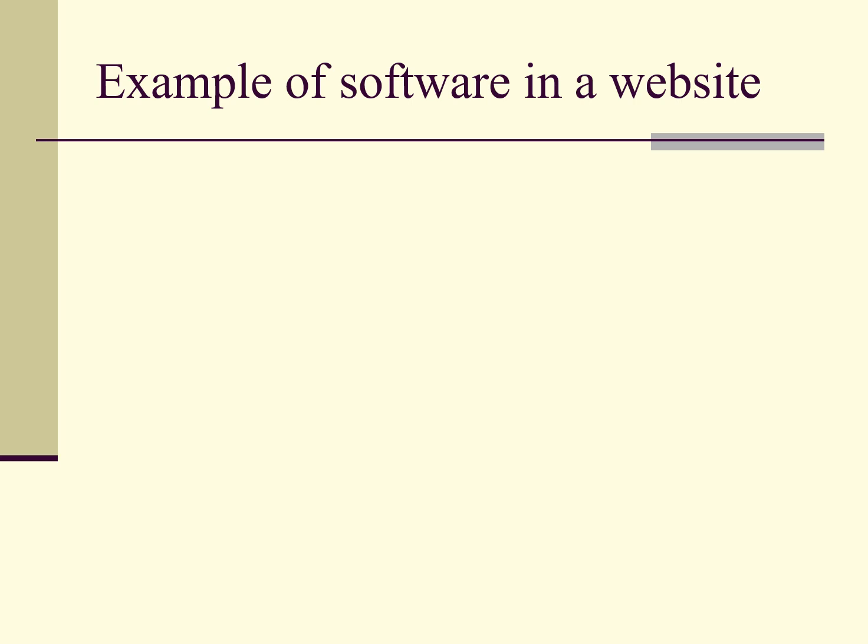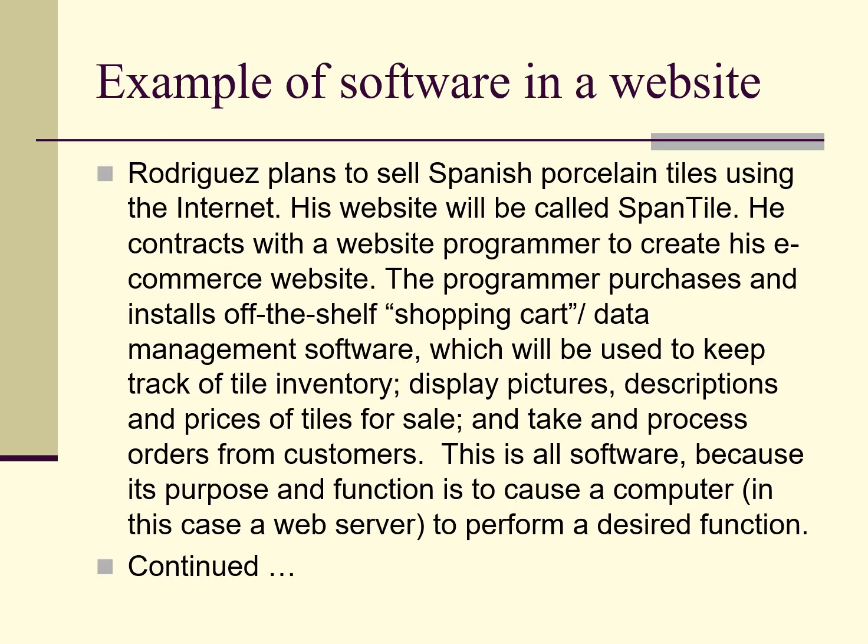Here's an example of software in a website. Rodriguez plans to sell Spanish porcelain tiles using the internet. His website will be called Spantile. He contracts with a website programmer to create his e-commerce website. The programmer purchases and installs off-the-shelf shopping cart, a data management software, which will be used to track the tile inventory, display pictures, descriptions, and prices for tiles for sale, and take and process orders from computers.